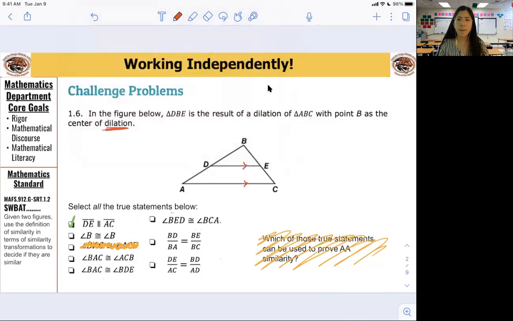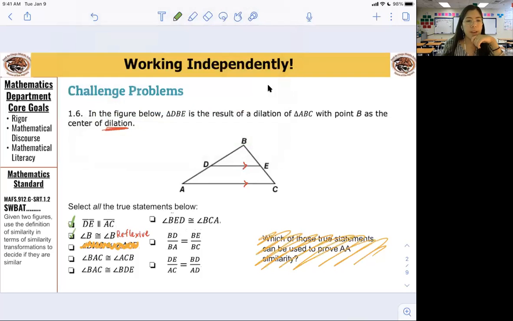Second one, angle B is congruent to itself. What is it called when something is congruent to itself? Good, reflexive. So that is also true. Angle B is congruent to itself.